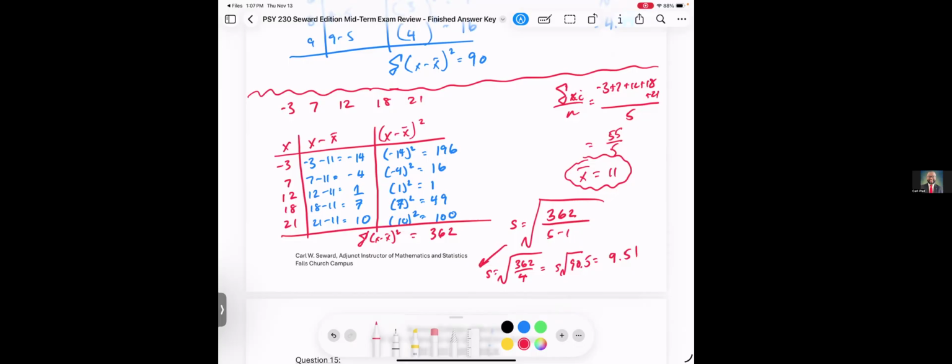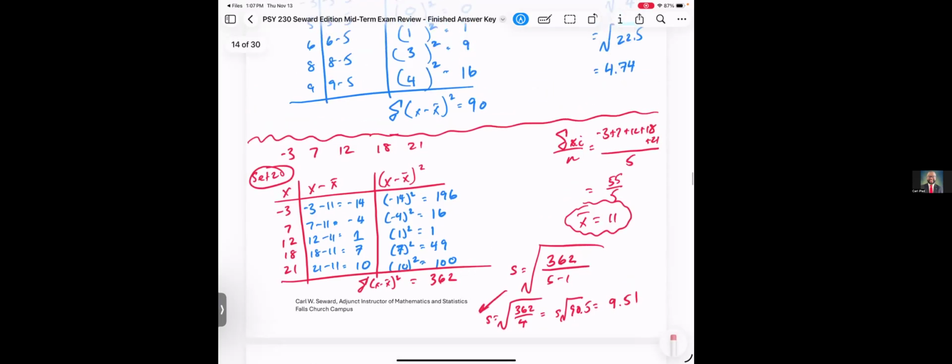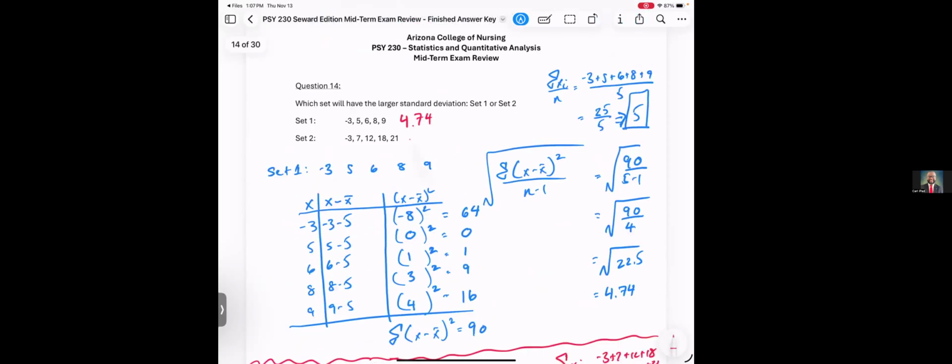So if you need to see the work for set 2, this was set 2. And then you will see that for set 2, it's bigger than set 1. So the answer is, which set will have a larger standard deviation, set 1 or set 2? You know what the answer is. The answer is set 2. Just wanted to help you out with that standard deviation.